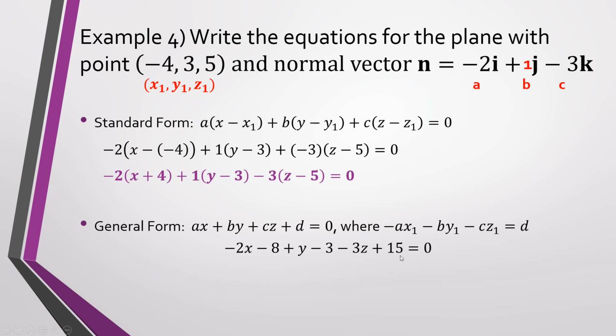And now if we combine our like terms or constants, negative 8 minus 3 is negative 11, plus 15 is positive 4. So our general form equation is negative 2x plus y minus 3z plus 4 is equal to 0. We have one last example for this video.